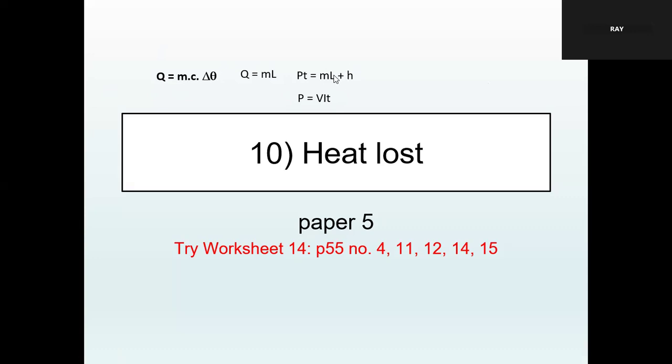L is the latent heat. C is the specific heat capacity.